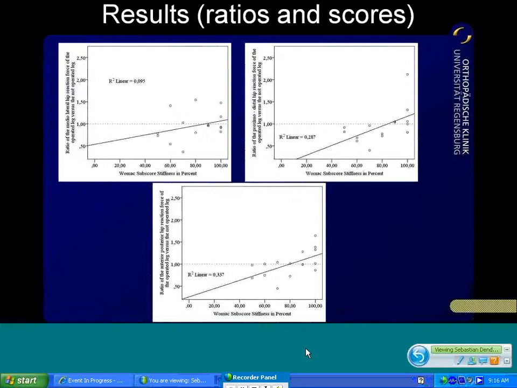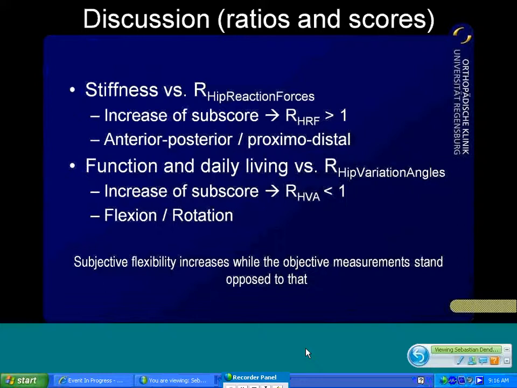We actually combined all ratios of hip reaction forces and hip variation angles with the subscores of biomechanical interest. So, what do we see here? If we combine the subscore for stiffness versus the ratio of the hip reaction forces, we can see that with an increase of subscore, the ratio of the hip reaction forces also increases. It's more likely above 1. This appears in the anterior-posterior and the proximal distal hip reaction force.